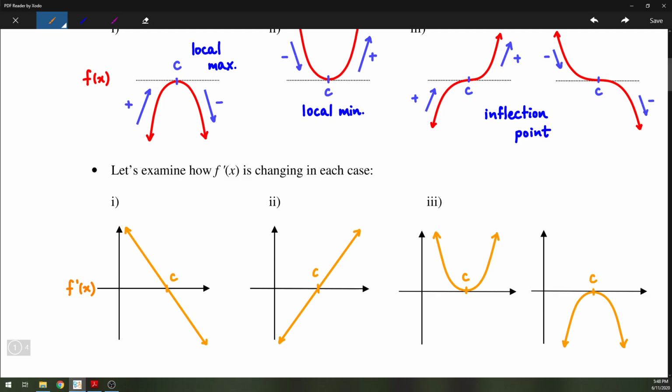So case in point, here in case 3, we can see that the function is increasing on either side of c. The tangent slope at c is 0. So now we have positive values on either side of the parabola, and at c we have f prime of c equals 0.